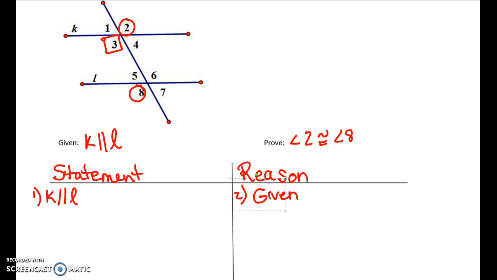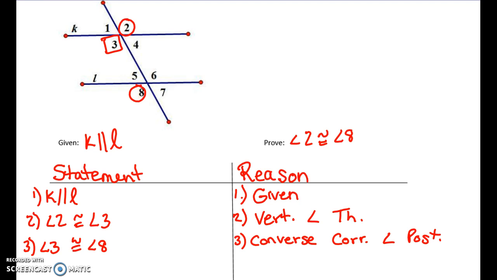So once we have the beginning of our table set up, we're going to start off by looking at how our helper angle relates to the two other angles. I'm going to start off by looking at angle 2 and angle 3. We know that they're vertical angles, therefore we know that they're congruent. So we're able to say that by the vertical angle theorem. Now I'm going to look at how 3 and 8 relate. Well, we know that they're congruent by the converse of the corresponding angles postulate.